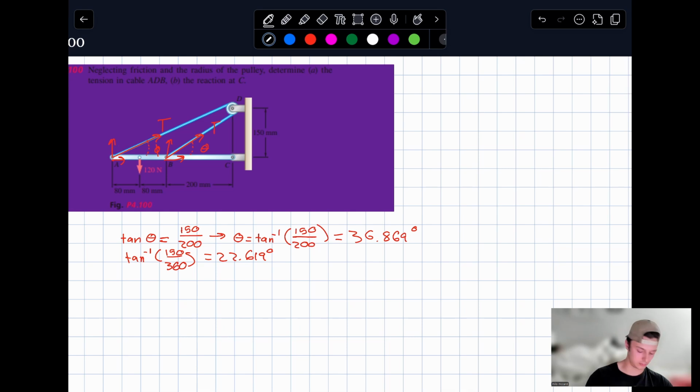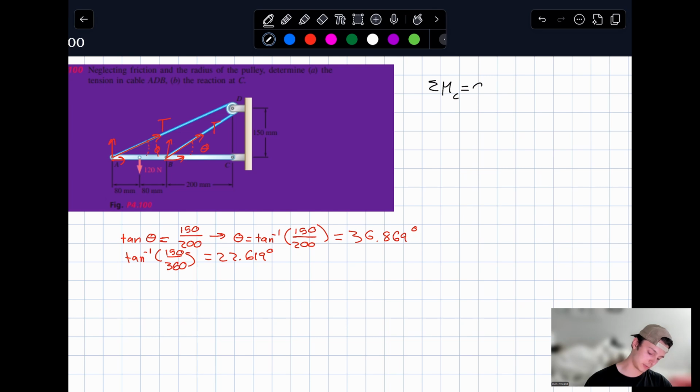The next thing we're going to do is take the moment about point C. That's going to give us the ability to figure out what the force, the T, actually is in this problem, which is actually what the problem asks for. We didn't go over that yet, but it says tension in the cable and the reaction at C. And so right now we're going to find the tension in the cable.